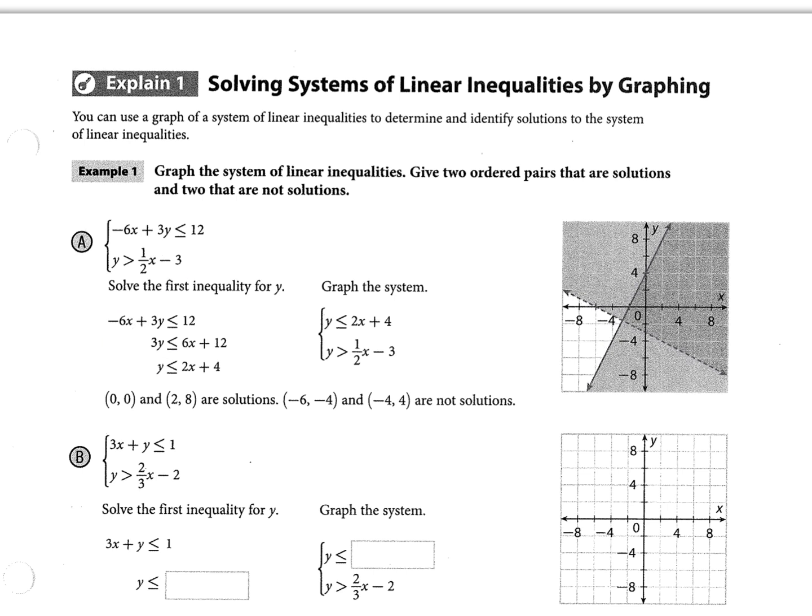It says 0, 0, and 2, 8 are solutions. They are in the shaded, double shaded, overlapping shaded sections. 2, 8 is a solution because it is on a solid line. If it were on a dashed line, it would not be a solution to the system. Negative 6, negative 4 is not a solution, and negative 4, positive 4 is not a solution because both of those are not in the overlapping sections.